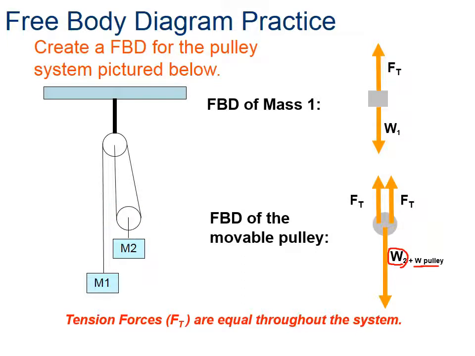Key point here for something like this. When we drew the free body diagram of mass 1, we had the tension going straight up. Important to know that the tension in this rope or chain or whatever it is, it's the same everywhere. It's the same down here by mass 1. It's the same here at the end, if you want to call it that. The tension force stays the same. Real key point.